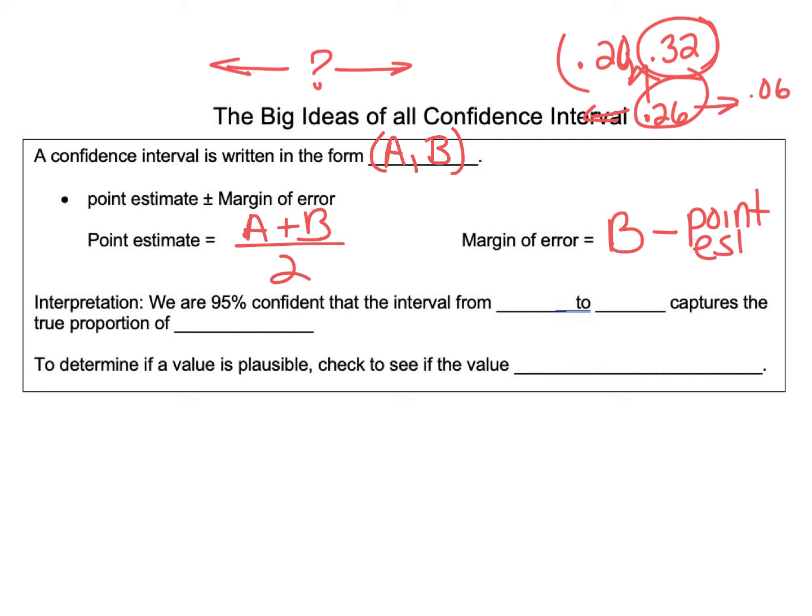Another thing you're going to have to do is interpret confidence intervals. We say we are 95% confident that the interval from A to B captures the true proportion of whatever it is you're trying to do in context, like find what proportion of people just bite into a Kit Kat. To determine if some value is plausible, we check to see if the value falls in the interval. And we'll look at a sample of that.